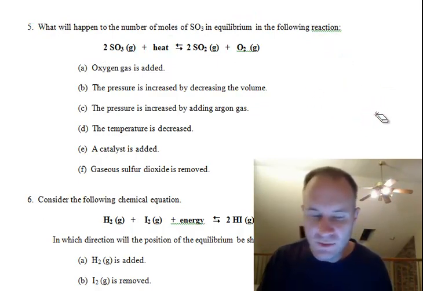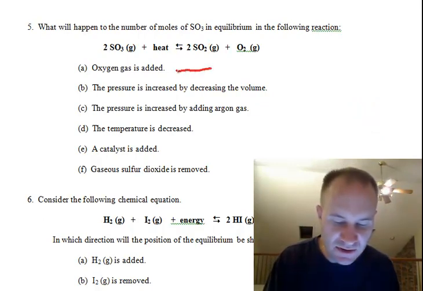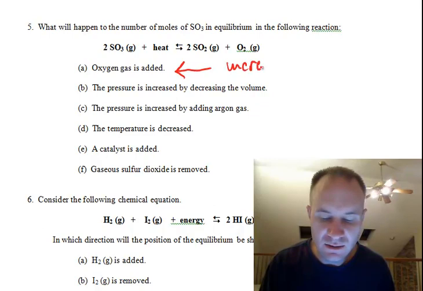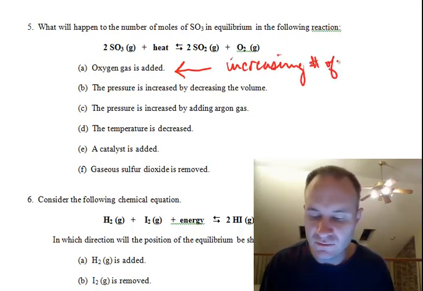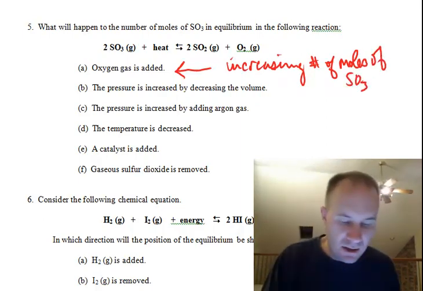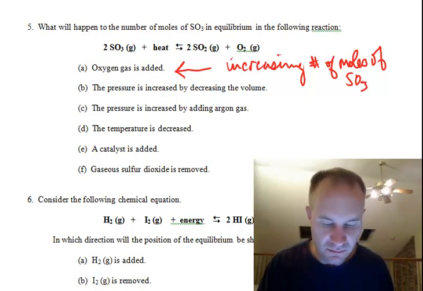And here we go. Oxygen is added. That would cause the equilibrium to shift to the left, thereby increasing the number of moles of SO3. The pressure is increased by decreasing the volume.